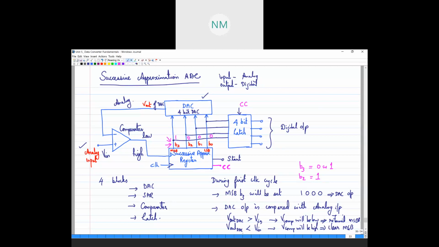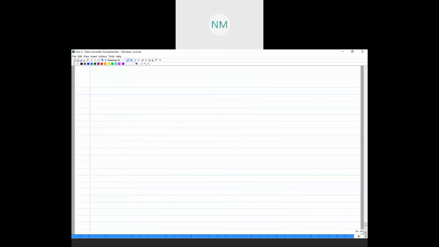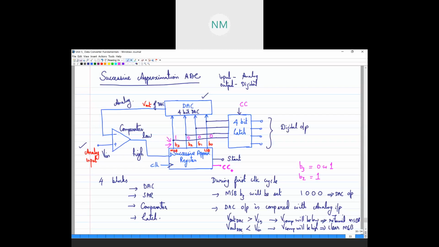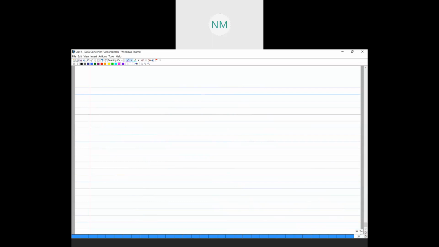Whatever it is, during the next clock cycle the next bit, B2, will be set, and this process will go on until the last bit is tried. Once all the bits are tried, the comparator will produce a signal, and depending on that, you will get the output at the 4-bit latch, right? Let me explain this with a specific 4-bit conversion example.